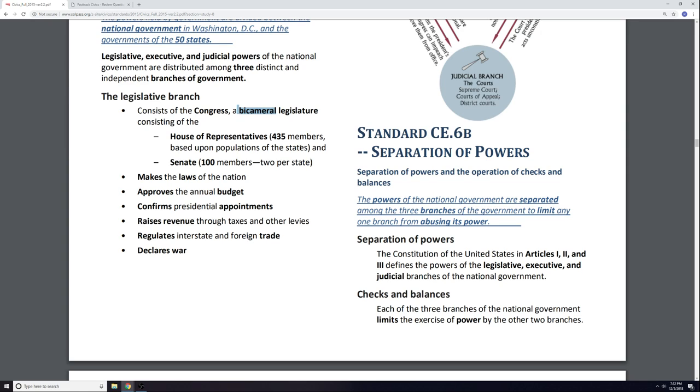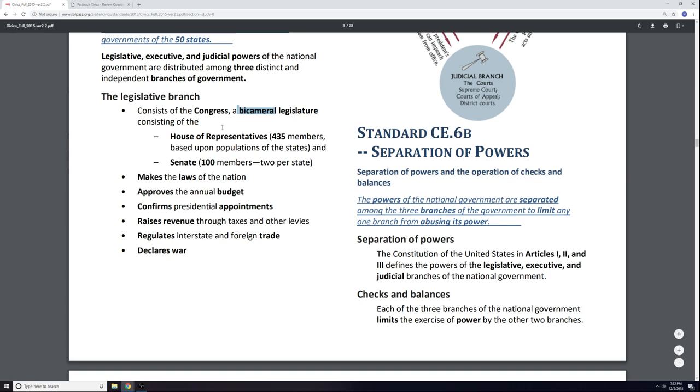Two houses. Very good. So we have our bicameral legislature, just meaning we have two houses. Two houses are House of Reps and the Senate. Senate has 100 members, two per state. House of Reps based on population. I'm really not too worried about that with you guys. Their main job is they make the laws. They are the approver. Look, approves, confirms, regulates.